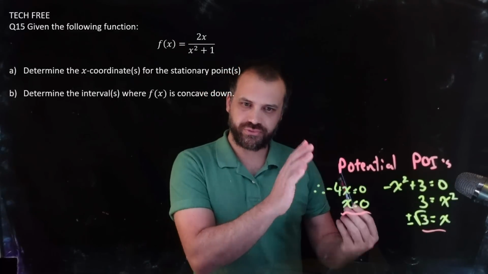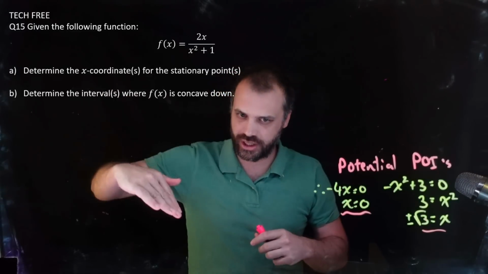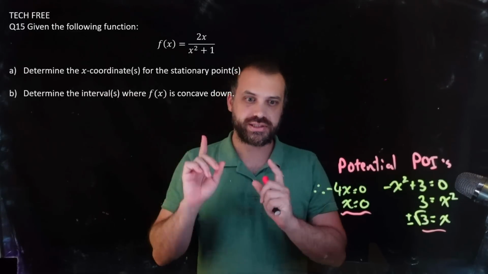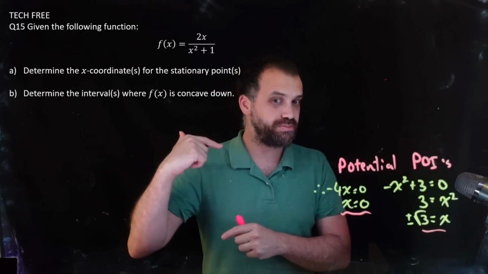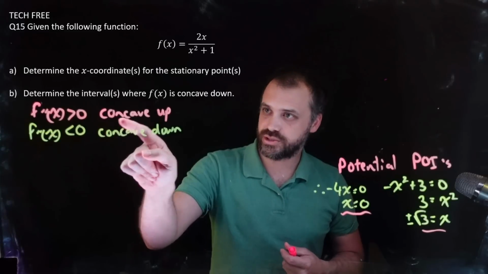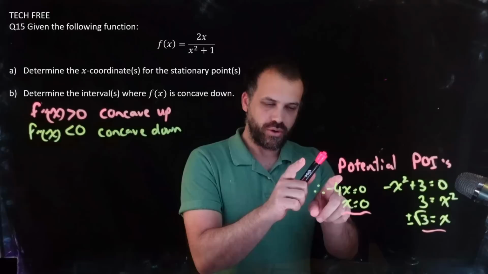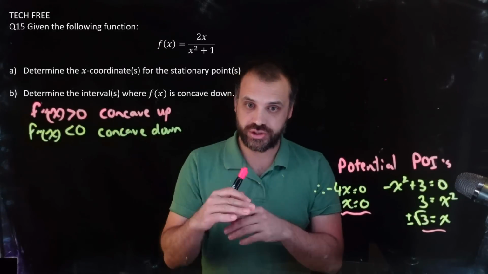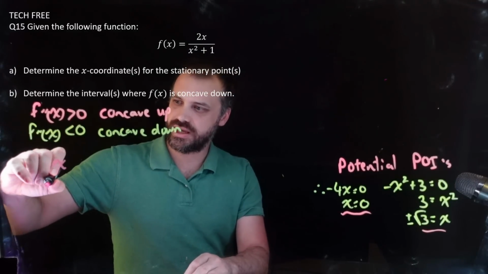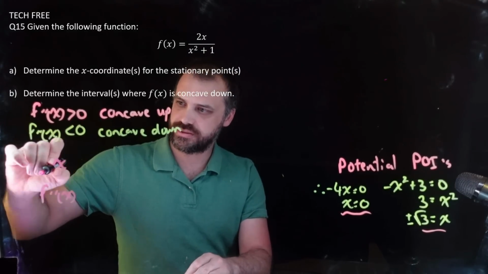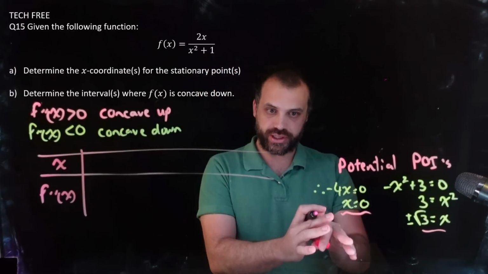Now a point of inflection is where we move from concave up to concave down, right? That's the change. Now the second derivative is positive when it's concave up, and negative when it's concave down. These are our potential changes from concave up to concave down. So now let's create a little table for ourselves, x, f double dash of x, and let's examine some key points, right?